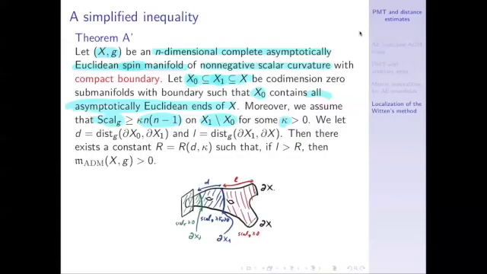And now we define d to be the distance between the boundary of x0 and the boundary of x1, and L to be the distance between the boundary of x1 and the boundary of x. And then I want to show that there exists a constant R depending only on d and kappa, such that if L is greater than R, then the ADM mass of x must be positive.